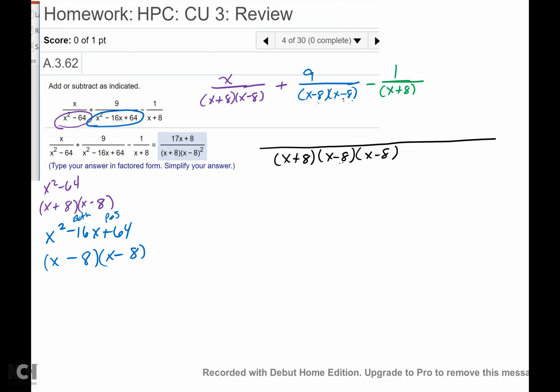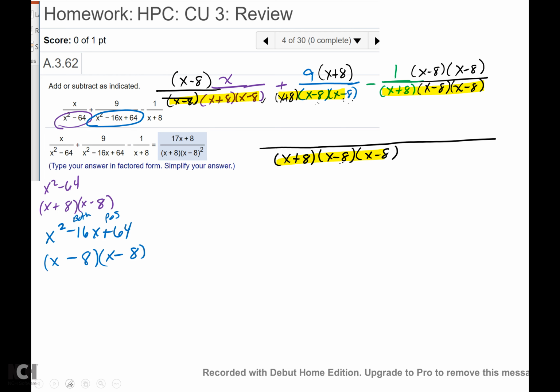This one has the x plus 8 and the x minus 8, so it's missing another x minus 8. So I multiply the top and the bottom by x minus 8. This one has both the x minus 8s, it's missing an x plus 8. So I'm going to multiply the top and the bottom by x plus 8. This one has the x plus 8, it's missing both the x minus 8s. So multiply bottom and top by x minus 8 twice. So now you can see that all of my denominators look like that, maybe in a different order, but they all look like that.